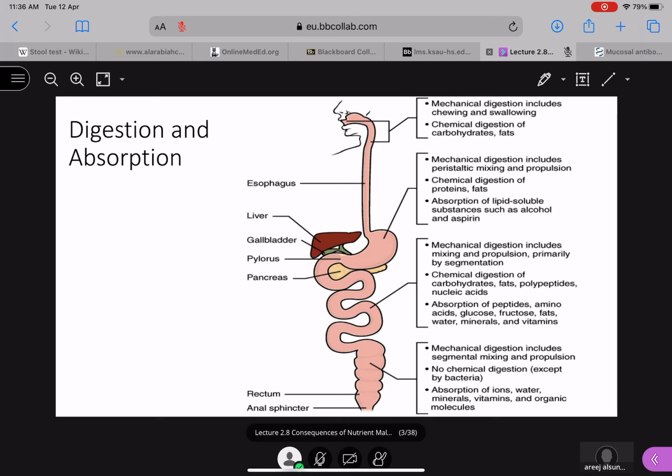So as you can see in this slide, all parts participate in this process. However, the main process is happening in the small intestine. That's why when we define intestinal failure or short bowel syndrome, it is when we remove the small intestine.